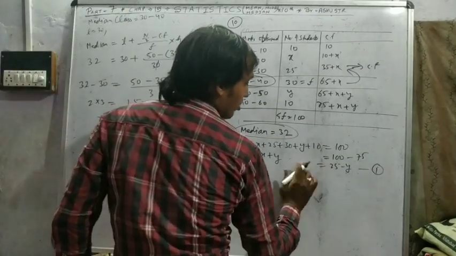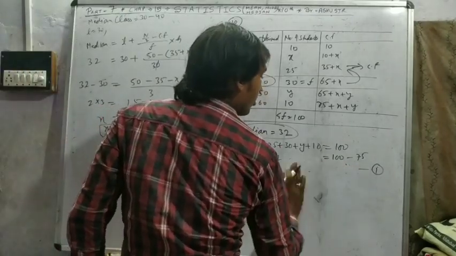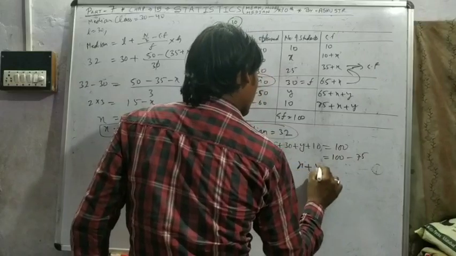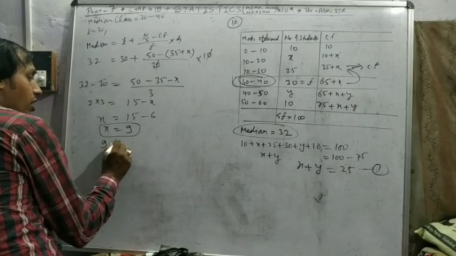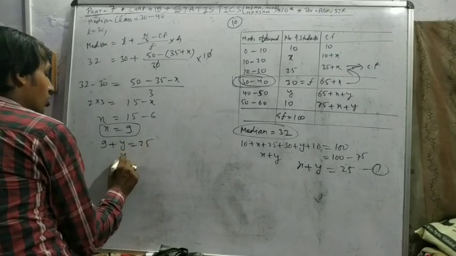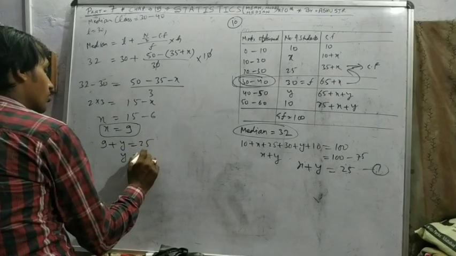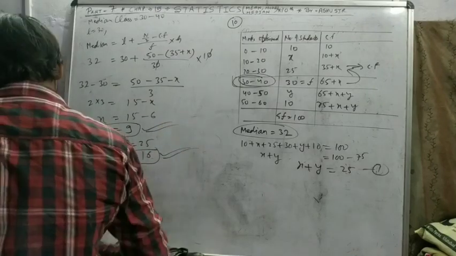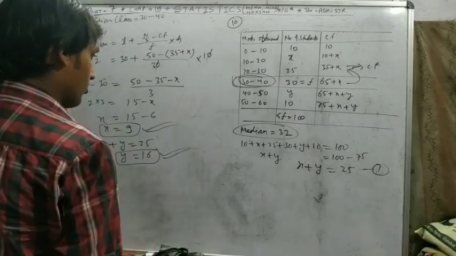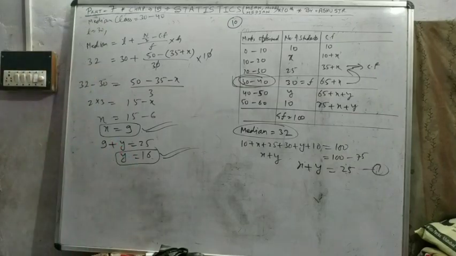Here we leave it as it is. x plus y is equal to 25. So 9 plus y is equal to 25, so y is equal to 16. This is the value of x and this is the value of y. I hope there is no problem in finding the values of x and y. So pause the video, note down.